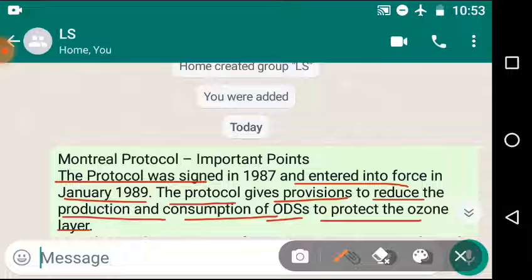So normally the Montreal Protocol's main objective is to give some permissions and make some limits, so that we are able to reduce the production and the usage of ozone depleting substances like chlorofluorocarbon, hydrochlorofluorocarbon, and all the other substances, to help protect the ozone layer. Let's see more.